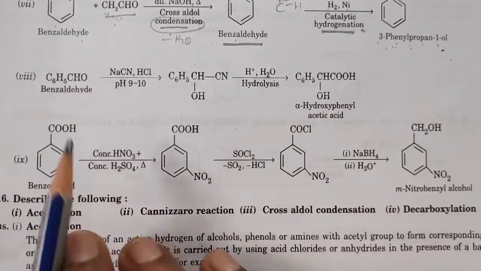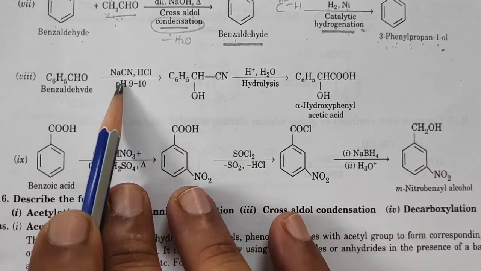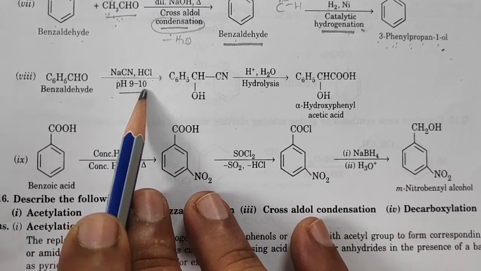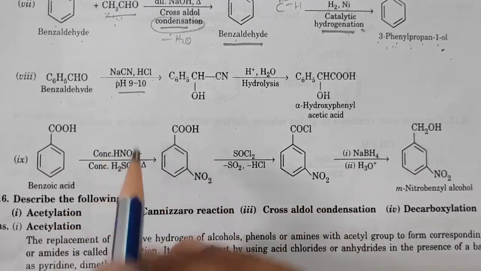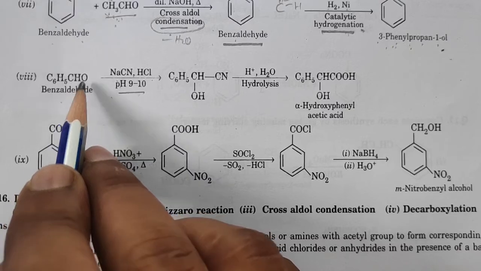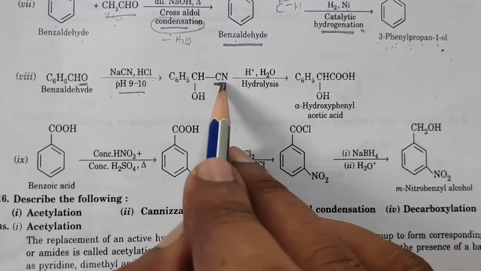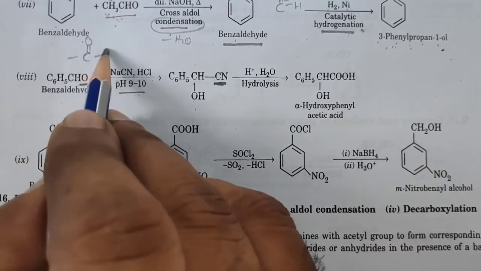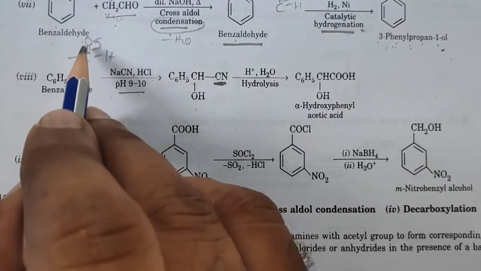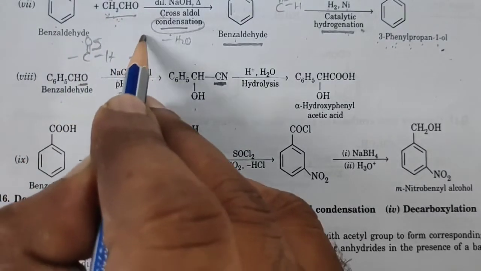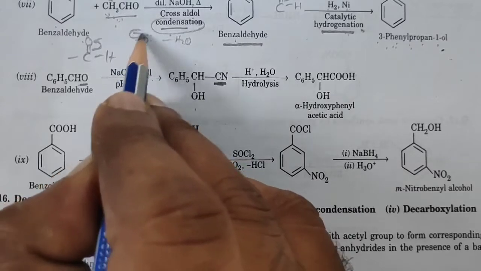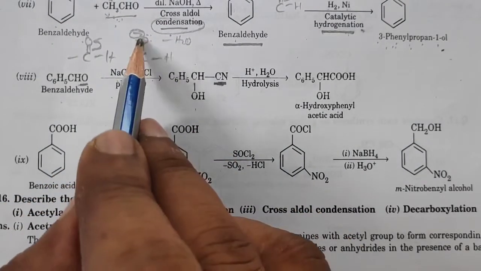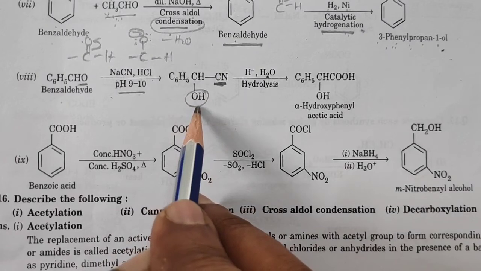Then next, benzaldehyde, and what is given there? NaCN and HCl. pH you have to maintain at 9 to 10, means alkaline pH. What will happen? Oxygen will get substituted with CN, and here there will be OH. The reason is C double bond O and H. As O is more electronegative, it will form CO minus, the nucleophilic center, and H. So that H will be replaced here, so that is your OH.